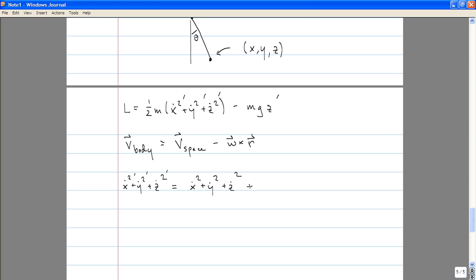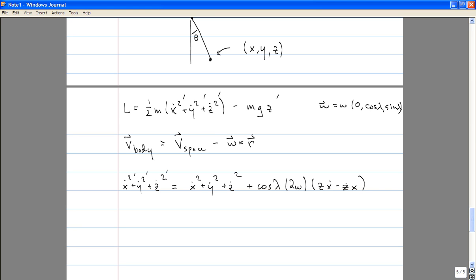So omega, let me remind you, was equal to a constant times (0, cosine lambda, sine lambda). So it had a component in the y direction as well as a component in the z direction. So let's first look at what happens when we cross this with the component in the y direction. You get cosine lambda 2 omega, because we're squaring, of z x dot minus z dot x.